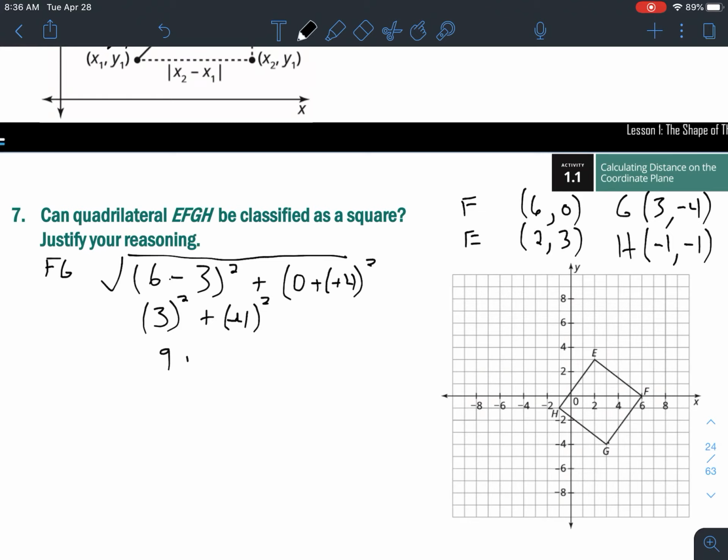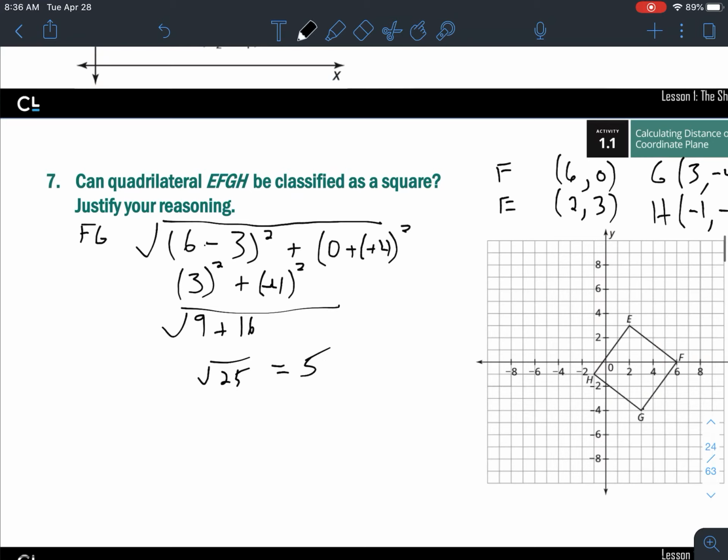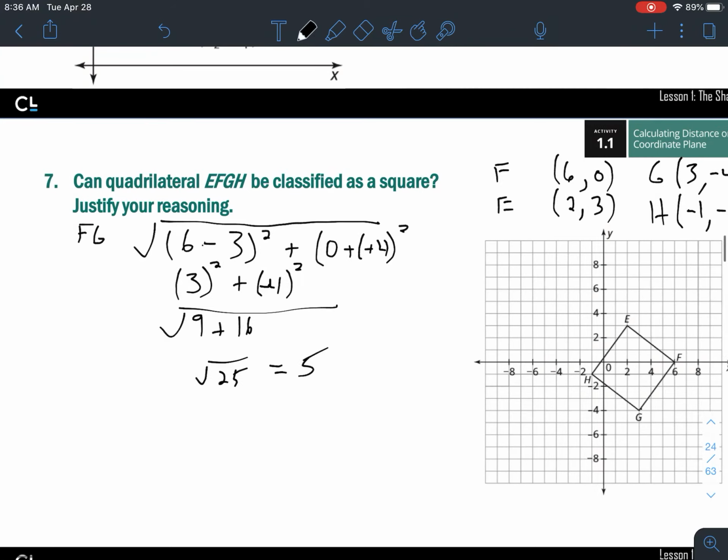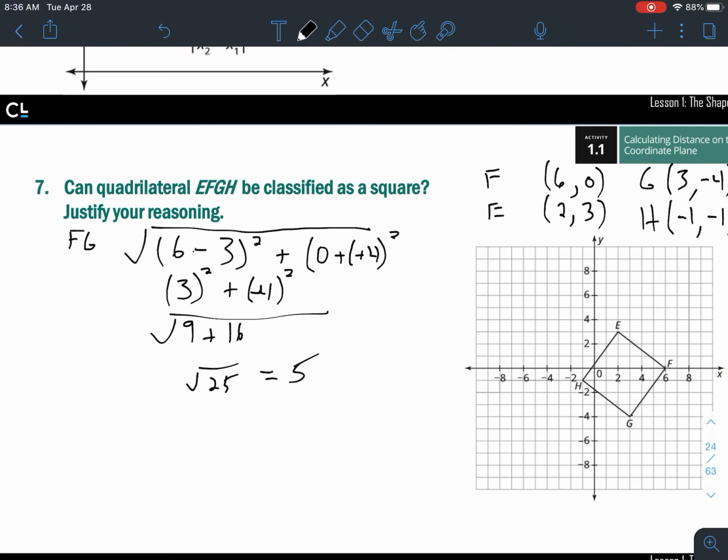So 3 squared is 9 plus 4 squared ends up becoming 4 times 4 is 16. We add those together, ends up becoming 25. Square root of 25 is 5. So that's 5 units of distance. Okay, so now we're going to pick G to H.